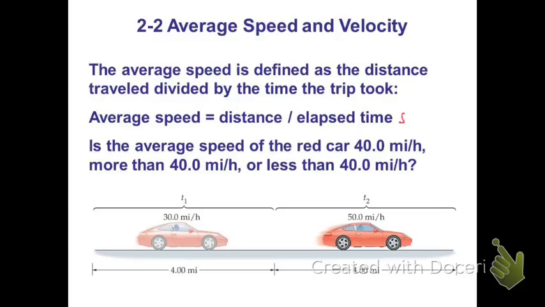Usually we denote the average speed as s, and let's write the definition: the total distance of the car divided by the total time.